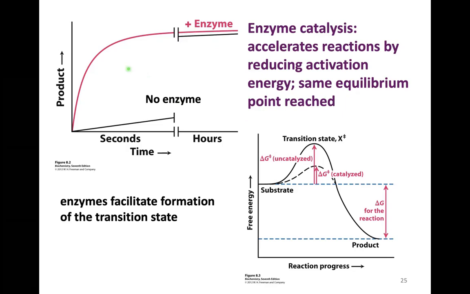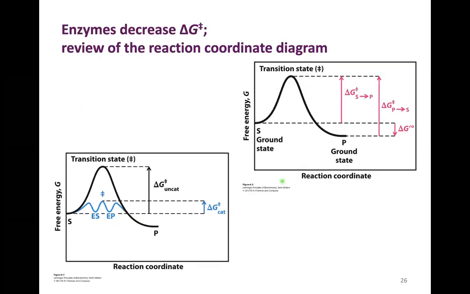So the idea that we are going to drive home and come back to over and over again is that enzymes facilitate the formation of the transition state, and the formation of that transition state by the enzyme lowers this activation energy barrier, comparing the dotted line with the solid line, the uncatalyzed reaction, okay? And of course, depending on the specific mechanism of a given reaction, you can have different shapes to your reaction coordinate diagram.